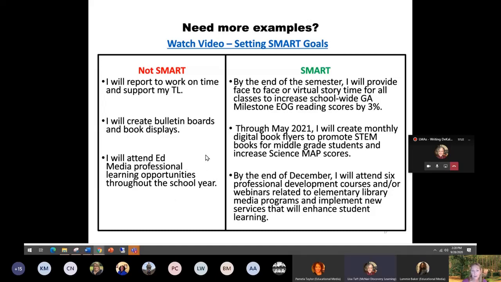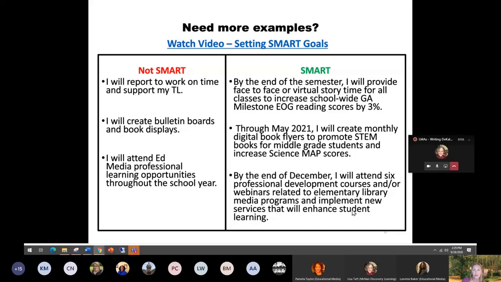I will attend Ed Media professional learning opportunities throughout the school year. Again, missing a lot of the qualifications, and that is really a job expectation. Here is an example of a SMART goal. By the end of December, I will attend 6 professional development courses and/or webinars related to elementary library media programs and implement new services that will enhance student learning.